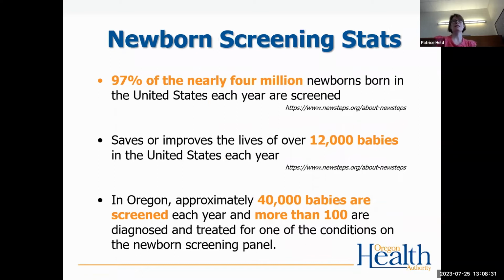So what are our newborn screening statistics? There are nearly 4 million babies born in the United States each year, and 97% of them are screened through a newborn screening program. We know that this has led to over 12,000 babies each year whose lives have been saved or improved because of this screening. In Oregon, we have approximately 40,000 births each year, and over 100 babies are diagnosed with one of the conditions on our newborn screening panel.